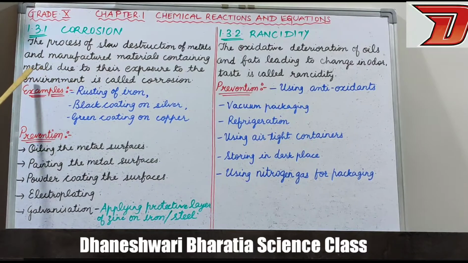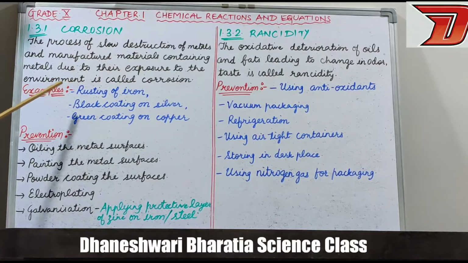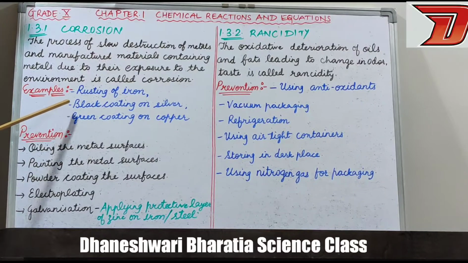Fine. When these metals come in contact with the environment, it can be the air, it can be water, it can be acid. So when these metals or the manufactured materials with metals come in contact with air or environment, or I can say water and acid, whatever reaction happens, that process is known as corrosion. These are the best examples of our day-to-day life, that is rusting of iron, black coating on silver as well as green coating on copper.